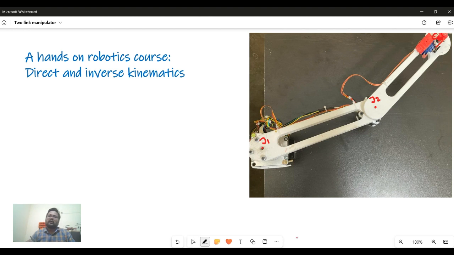These are the geometric parameters: from joint 1 to joint 2, the length is L1, and from joint 2 to the end effector, this is L2. In the sense, the length of link 1 is L1 and the length of link 2 is L2. Joint 1 is a revolute joint, as you can see, and joint 2 is also a revolute joint.